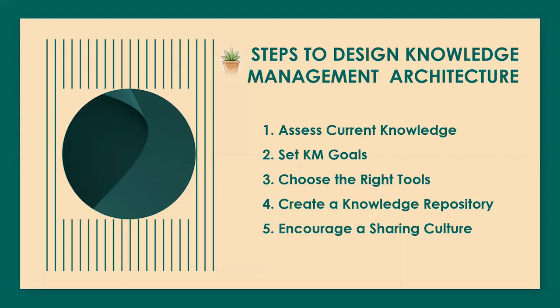Choose the right tools is the third step of knowledge management architecture. It means use affordable tools like Google Workspace or Trello. The fourth step is create a knowledge repository, a centralized space to store key documents and know-how. The final step is encourage a sharing culture. Employees must be willing to share ideas and lessons learned.